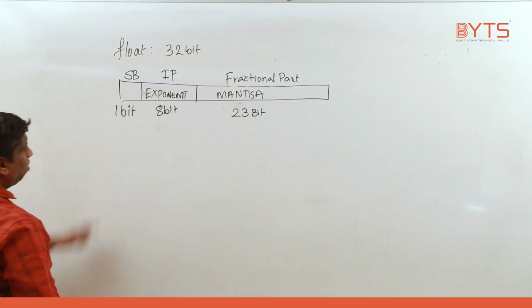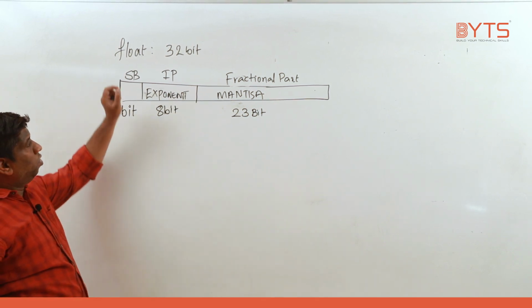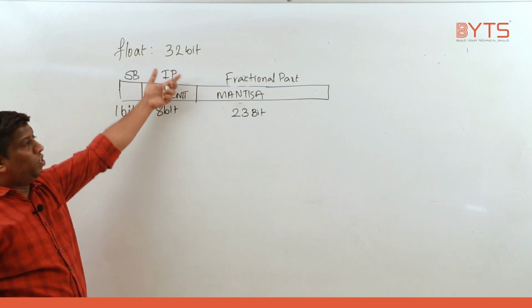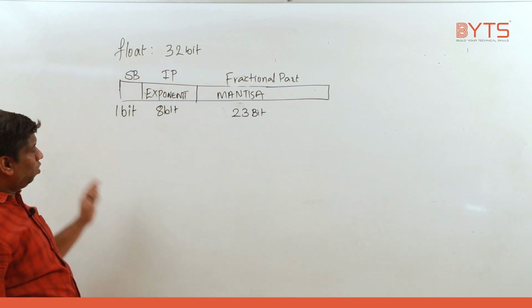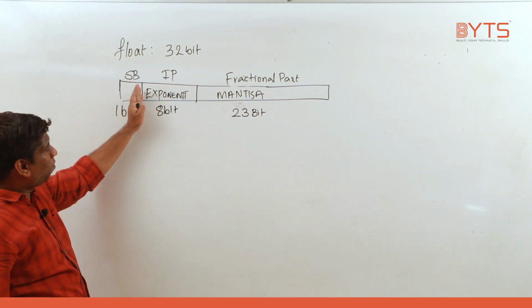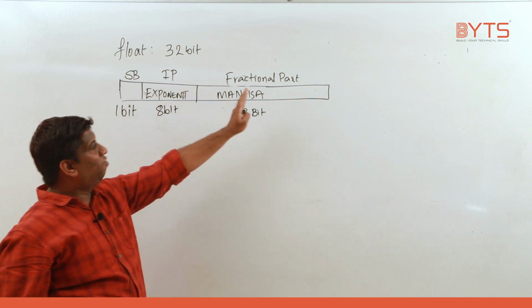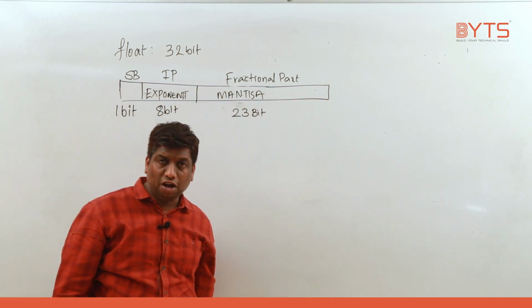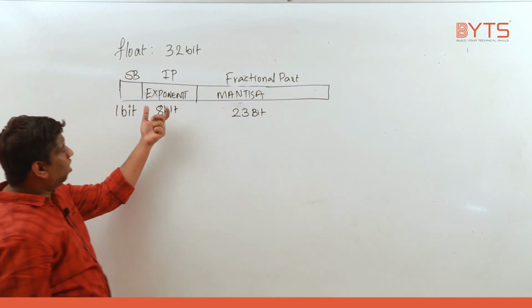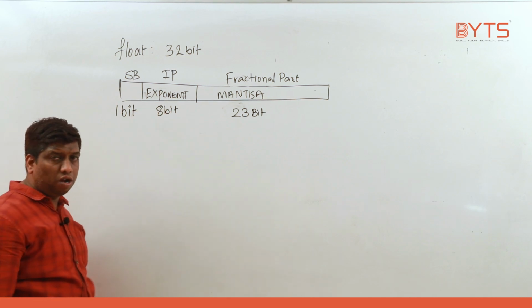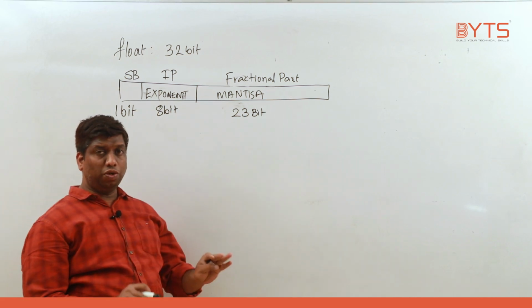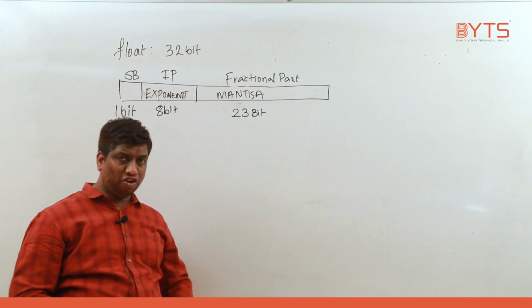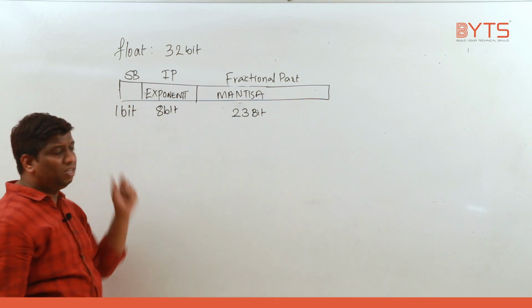This is called the signed bit. So in the float, 32 bits are there. The 32 bits are divided into 3 parts. First is a signed part, another is an integral part, another is a fractional part. Fractional part is called mantissa and integral part is called exponent. Why is it called exponent? We are not discussing it in this video because it's not in our scope for now. And 1 bit is a signed bit.